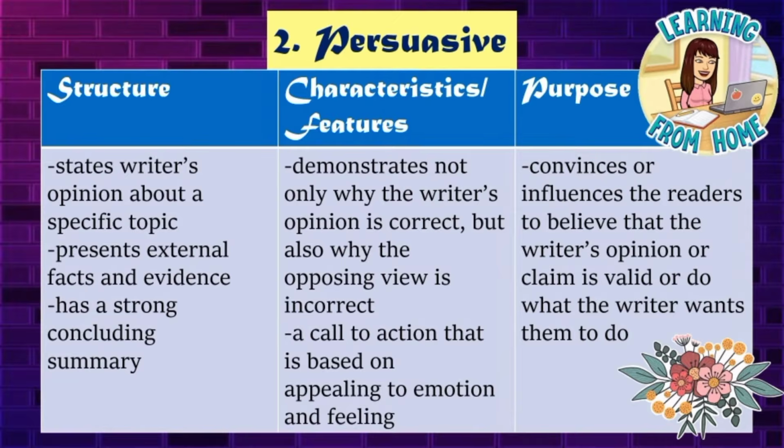Characteristics or features. A persuasive demonstrates not only why the writer's opinion is correct, but also why the opposing view is incorrect. It is a call to action that is based on appealing to emotion and feeling. Purpose. A persuasive convinces or influences the readers to believe that the writer's opinion or claim is valid, or do what the writer wants them to do.